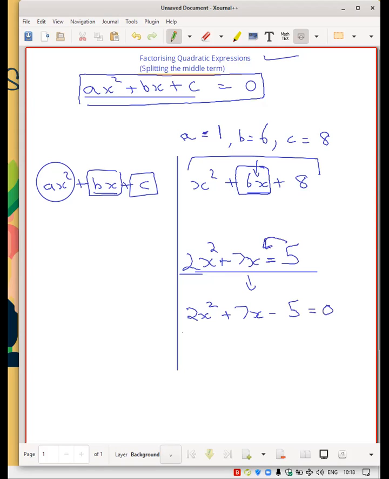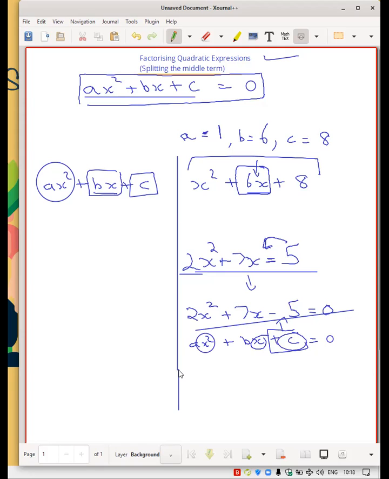Now is this the same format of ax squared plus bx plus c is equal to 0? Yes, sir. Here c is a negative number. That's the only difference. But we have an x squared variable, we have an x variable, and we have a constant, isn't there?